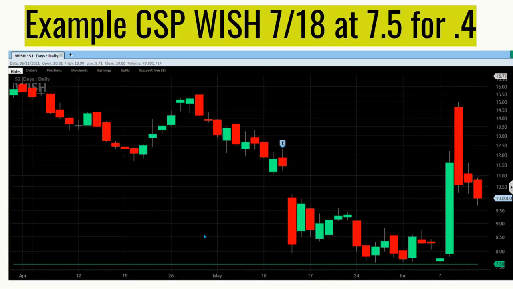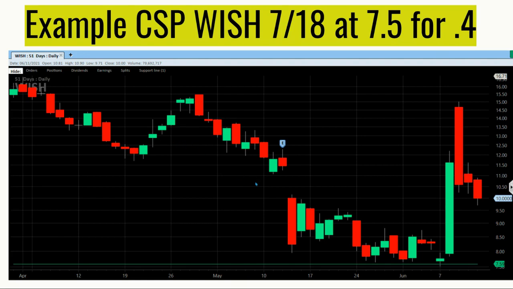Here's an example trade that you could do for Monday. Here we have a cash secured put for Wish for 7/18, it's July 18th. And you can make the cash secured put strike price at 7.5 and earn $40 in premium. This page shows the last 51 days of Wish.